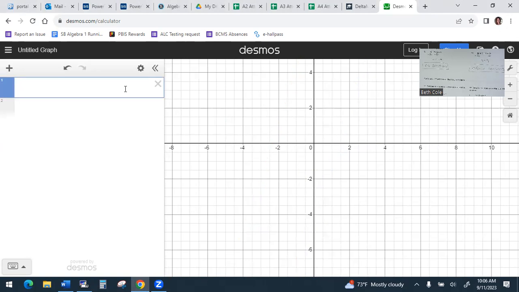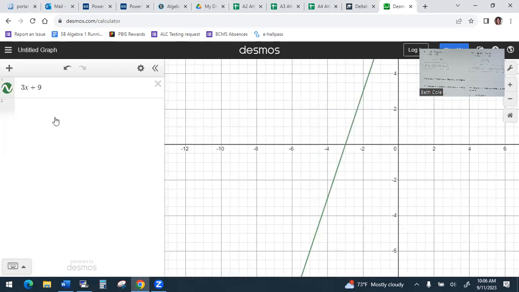Okay. Now here's what the other one looks like. Ready? 3x plus 9. Do you see that green line there? Now if down here I put 3x plus 9, do you see how it landed right on top of the other line? Like they're literally on top of each other? That means they're intersecting everywhere. So that's what your infinite solutions look like.